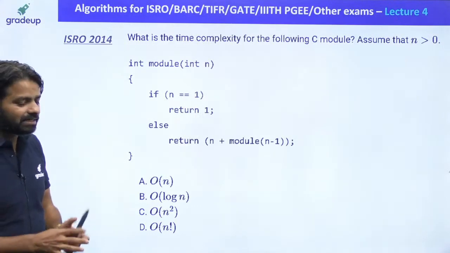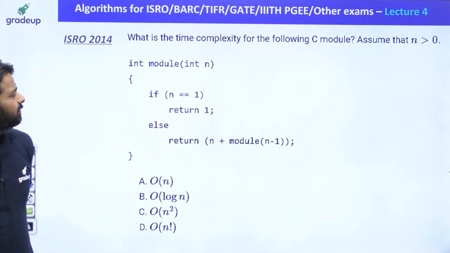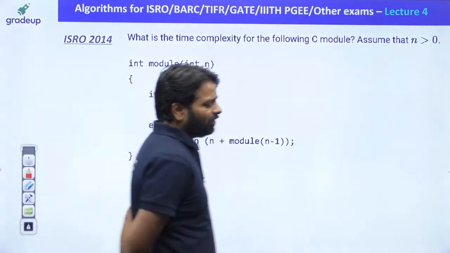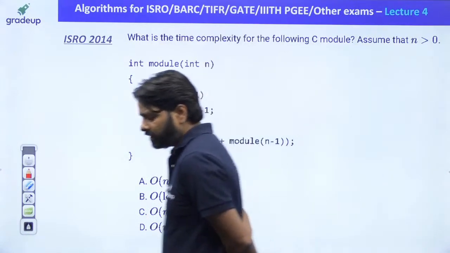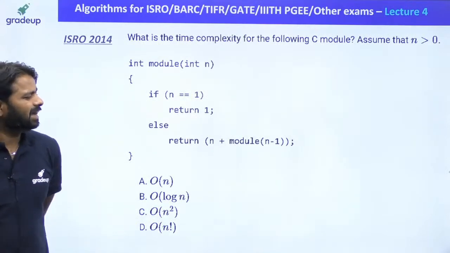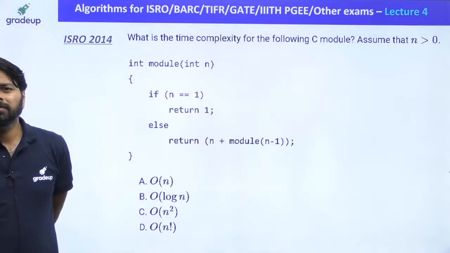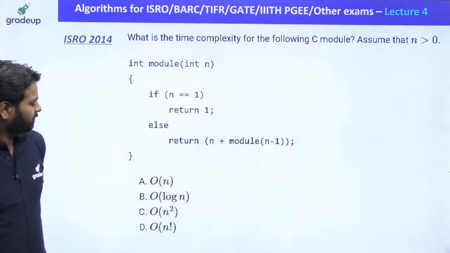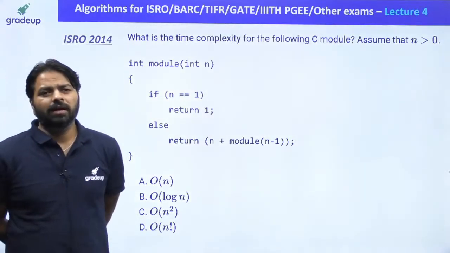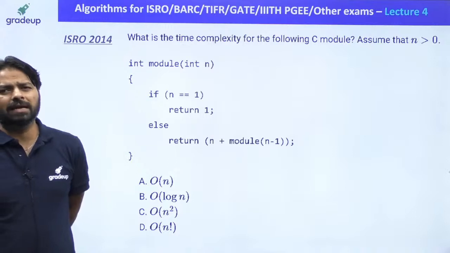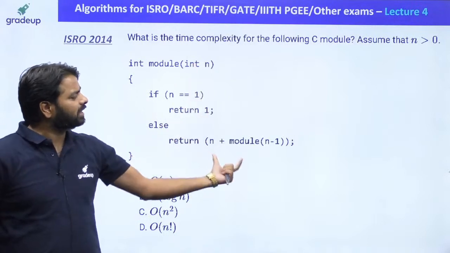Next one. Very interesting question, guys. What is the time complexity of the following module? I know you are going to make a mistake in this question. Let's see how you find out. This is ISRO 2014, and it hardly takes one or two minutes for those who know the algorithmic concepts. How do you understand the time complexity of this recurrence relation?